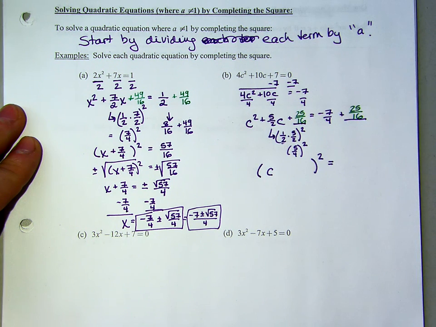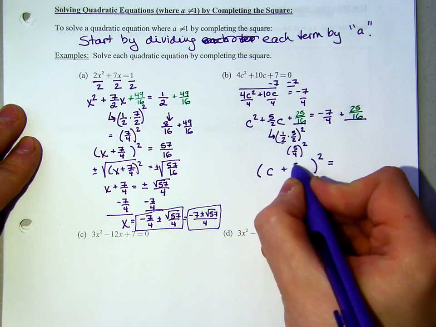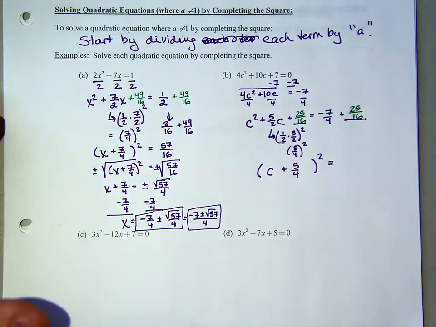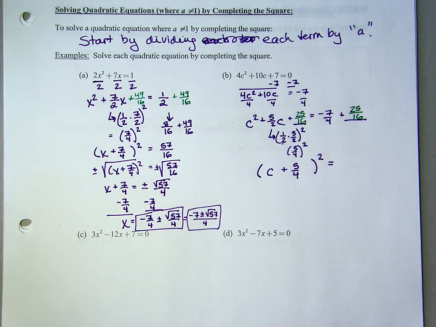Benny? 5 fourths. It's just this piece before I get to the squaring part. So I'm going to say C plus 5 fourths, in parentheses, squared. If you wrote that thing out twice and FOILed, you would get your C squared plus 5 halves C plus 25 sixteenths. Lauren, do you have the other side?